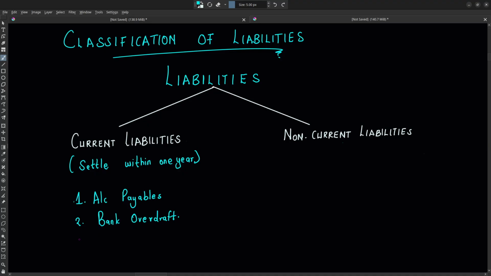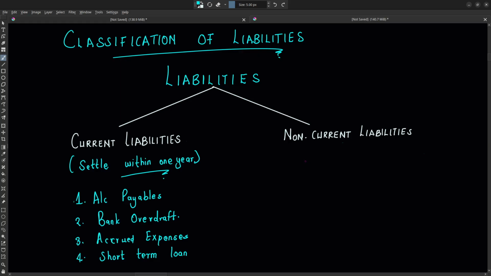Then there are accrued expenses. These are expenses that were incurred in the previous period that have not yet been settled, and they are also expected to be settled within a year. Another is a short-term loan. The terms may be 3 months, 6 months, 9 months, or 12 months. That is a short-term loan, and it is also classified as a current liability because we expect you to settle it within 1 year.